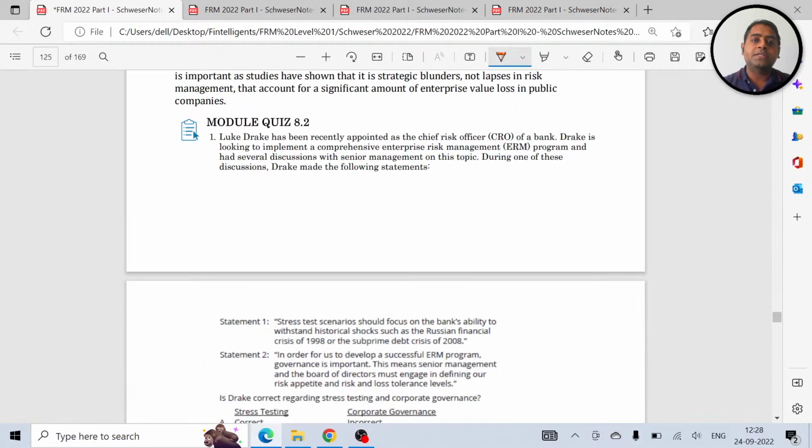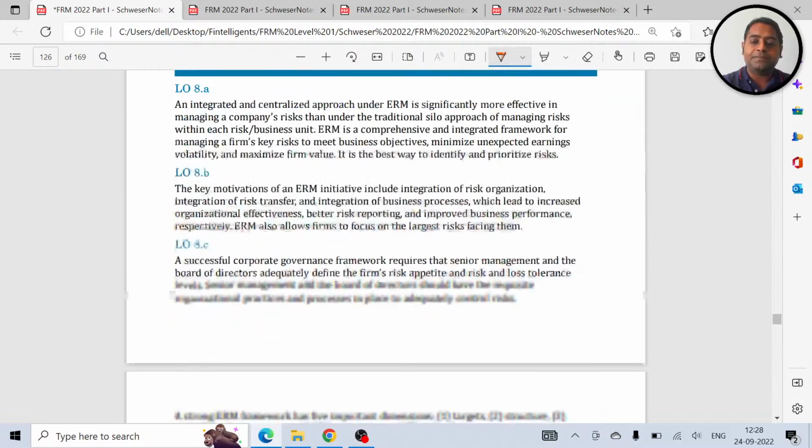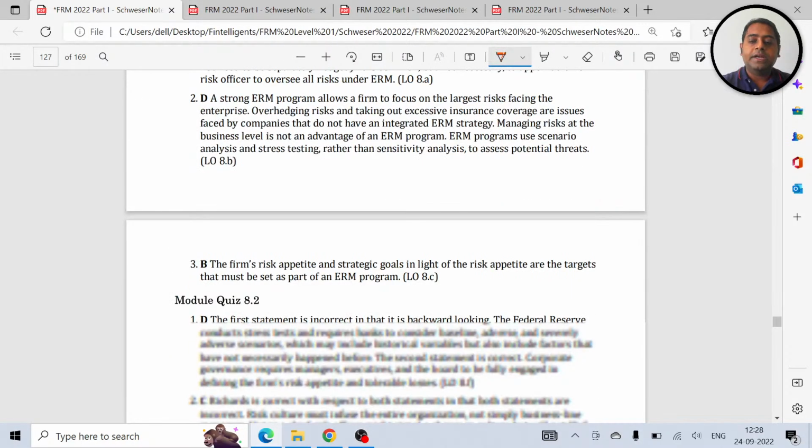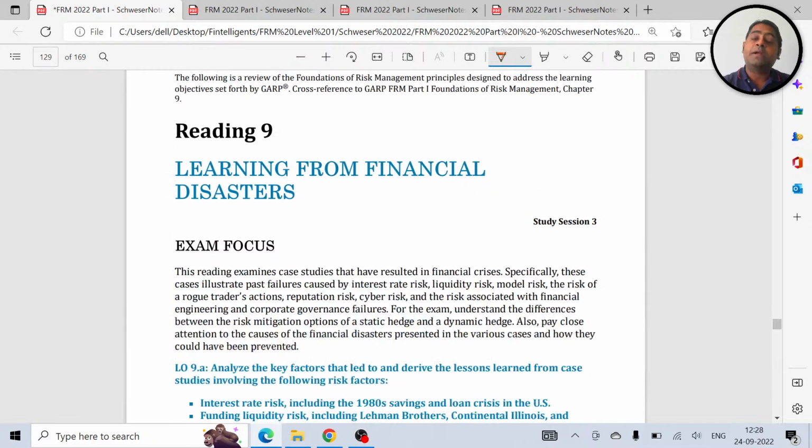Rest is okay. Rest is not so important from the exam perspective. Let us move towards the next book, next part, Learning from Financial Disasters. Overall, this chapter is important, so please make sure that you don't skip the chapter. There are a few important case studies which I will highlight.